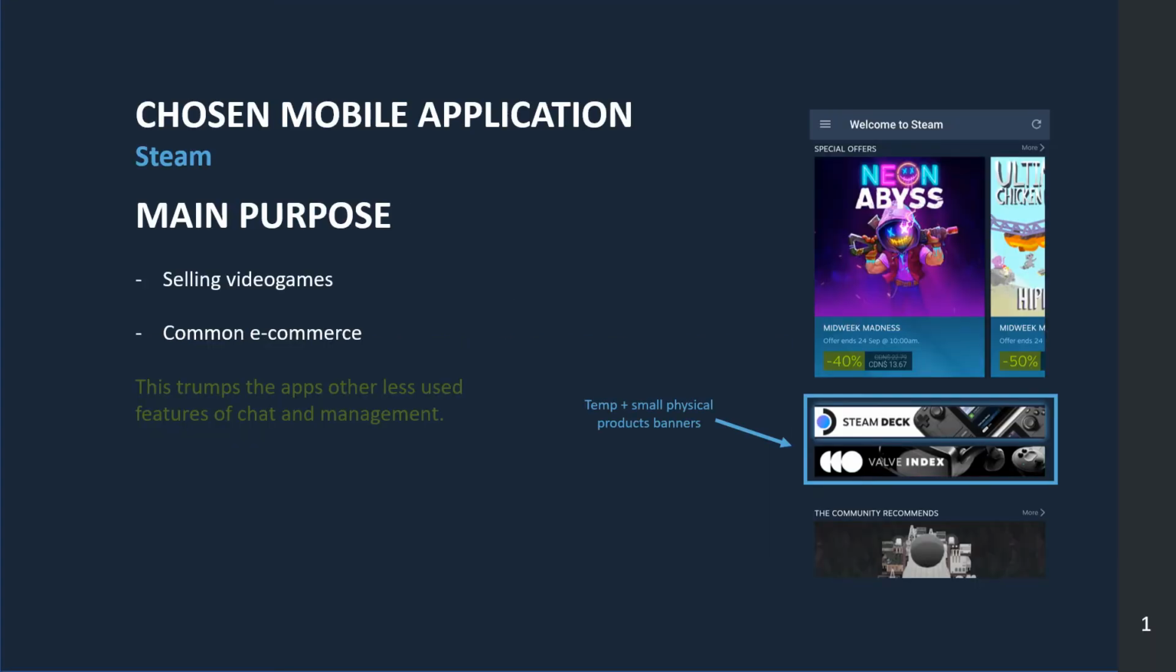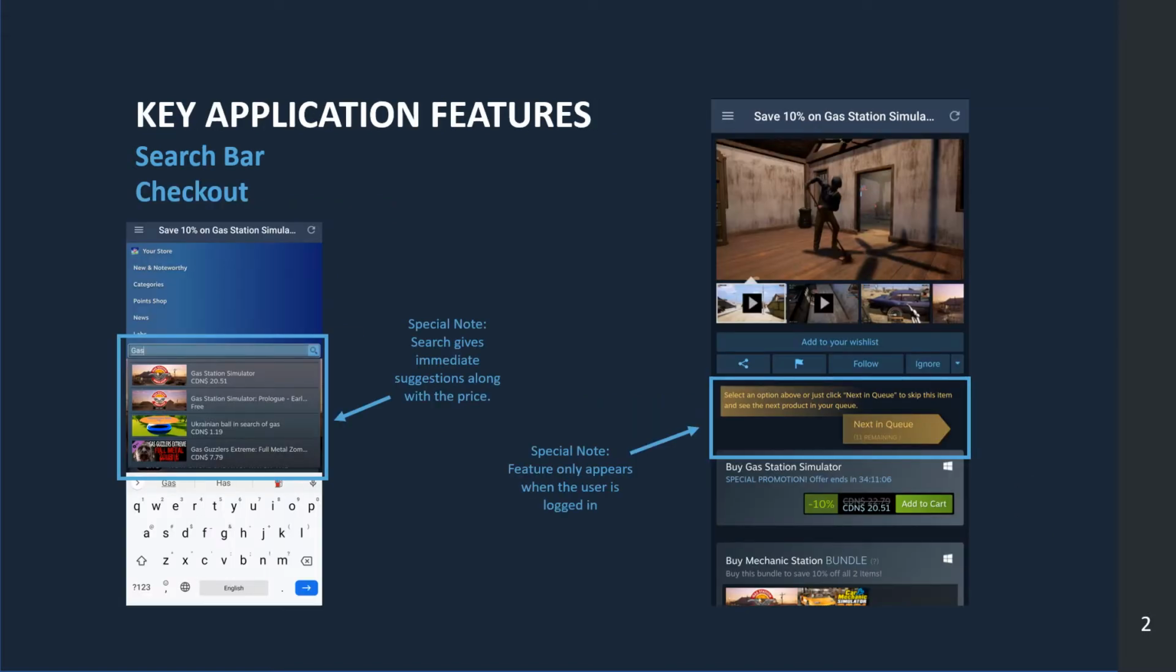The main purpose of this application is to sell video games in a common e-commerce format. They have other features, but they are minor, and they also sell physical products as well. The two key features when using the app for purchasing games are the search bar and checkout. The search bar has immediate suggestions when you input just a couple letters, and it would even provide prices.